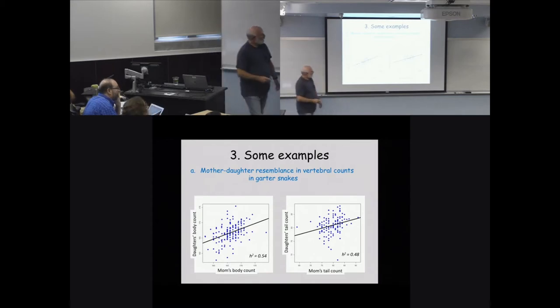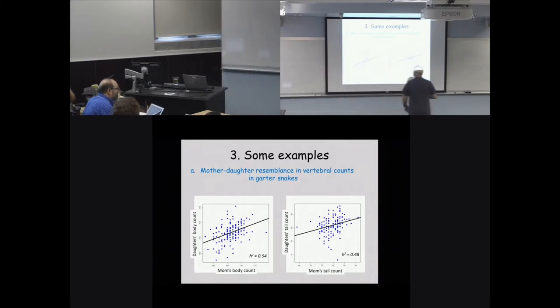All right, here we're going to do those two. Here are those two plots. So here's the mom's body count. Body count is the number of body vertebrae. And here is the average of her daughters, so that's the mid-daughter count. And the slope of this line is what? What did we learn in Joe's lecture?